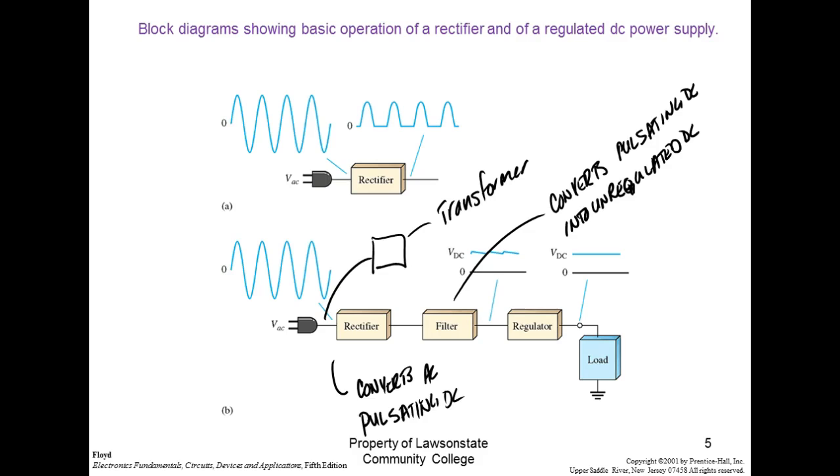Now, what we mean by unregulated DC, if this input voltage varies, the voltage would vary, or if the load varies. So that means if we require more current, the output would go down. If we require less current, the output would go up. And then the regulator converts unregulated DC into regulated DC.